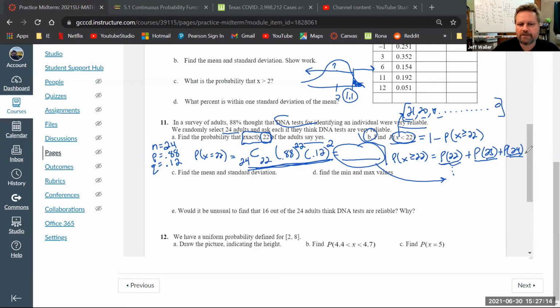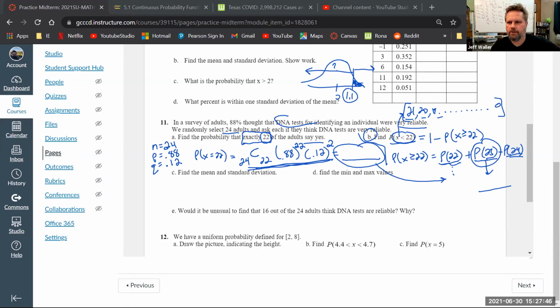Okay, I'm just not familiar with that formula. Well, then how are you getting the answer? So here's what I'm trying to say.